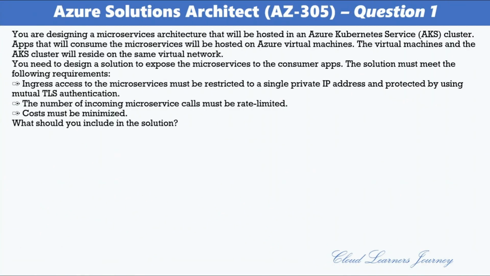Question number 1. You are designing a microservices architecture that will be hosted in an Azure Kubernetes Services cluster. Apps that will consume the microservices will be hosted on Azure virtual machines. The virtual machines and the AKS cluster will reside on the same virtual network. You need to design a solution to expose the microservices to the consumer apps. The solution must meet the following requirements. Ingress access to the microservices must be restricted to a single private IP address and protected by using mutual TLS authentication. Second requirement, the number of incoming service calls must be rate limited. Third requirement, cost must be minimized.